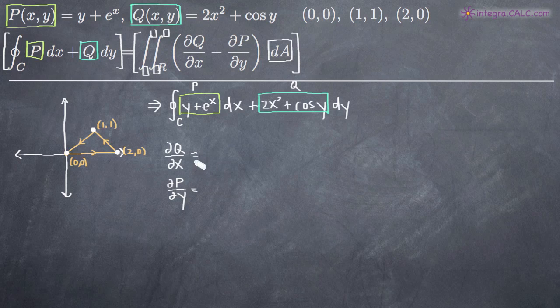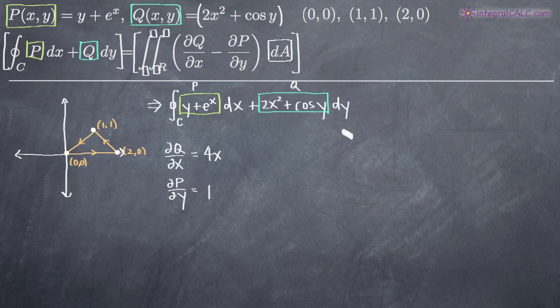So when we take the partial derivative of Q with respect to x, remember that we're treating y as a constant and x as the variable. So Q is 2x squared plus cosine of y. So with respect to x, that gives us 4x plus 0, which of course is just 4x. That cosine of y becomes 0 because remember y is a constant. When we take the partial derivative of P with respect to y, again we treat x as the constant and y as the variable this time. So we'll get 1 plus 0, which of course just gives us 1.